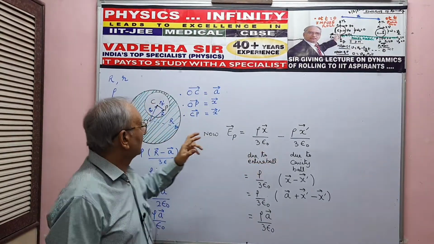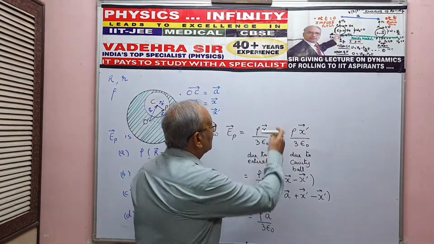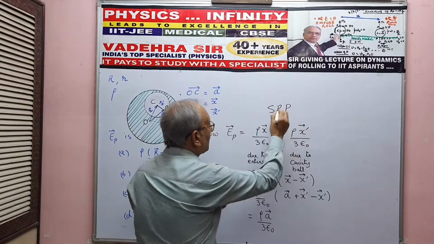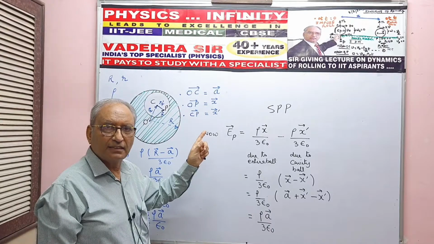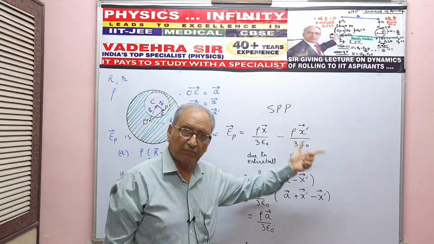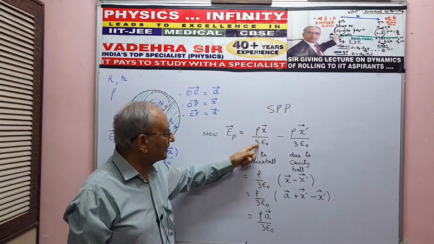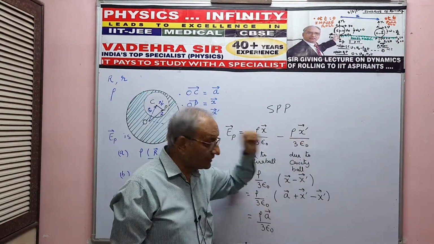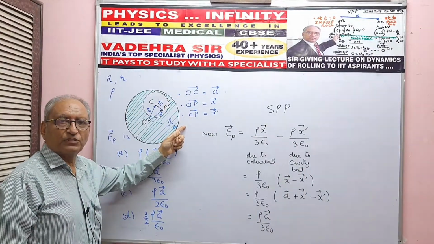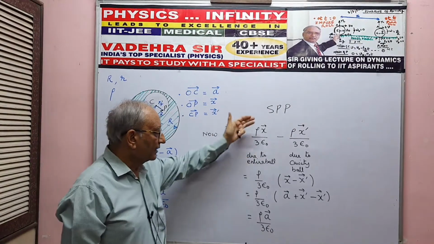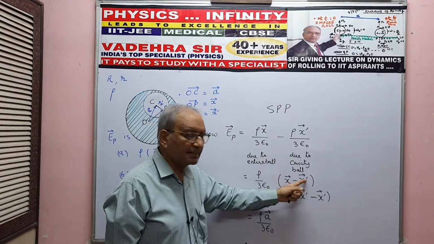So due to the cavity, I'm using the superposition principle. The intensity at P is due to the whole dielectric sphere and due to the cavity taken as a negative body, because that is not existing. So rho x by 3 epsilon naught minus rho x dash by 3 epsilon naught. The position vectors are given. So this is rho upon 3 epsilon naught times (x arrow minus x dash arrow).